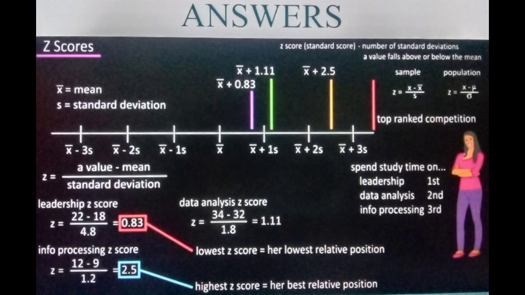So Karen should spend more study time on leadership since her leadership is the lowest z-score and her info processing is the highest. As you observe, Karen must spend the most time studying leadership since it is the lowest. But the result of Karen is above the mean. So again, when we say above the mean, that is a positive value. And when we say below the mean, that is a negative value or negative sign.